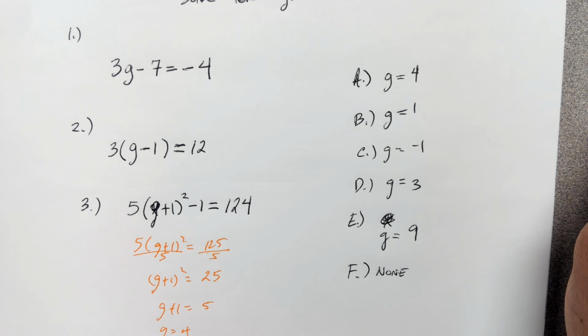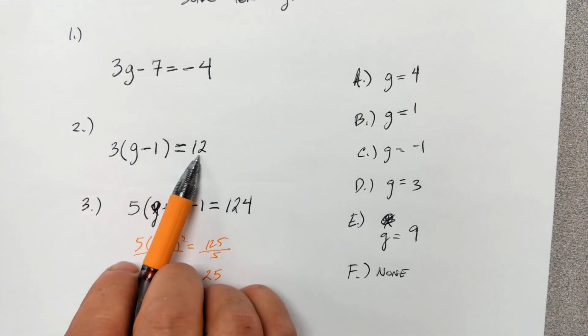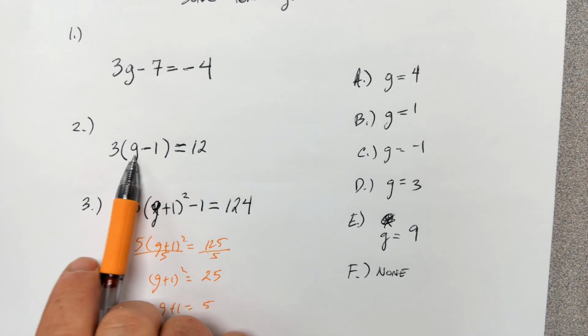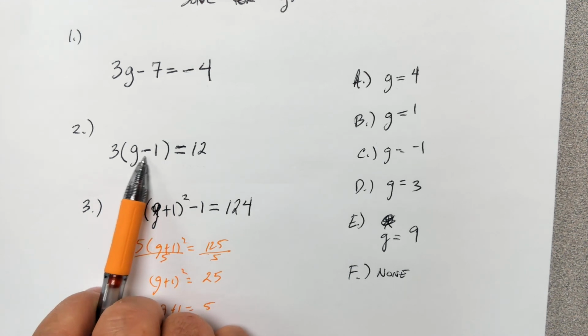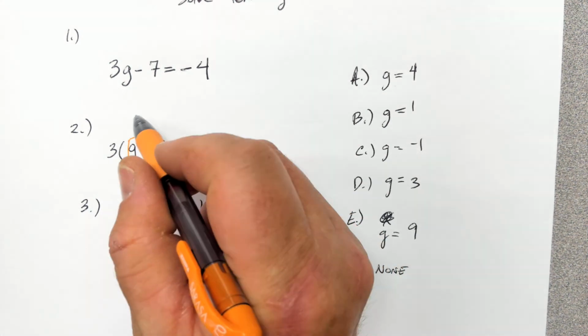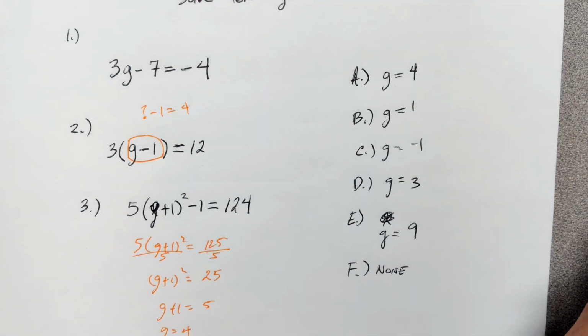13 over 3. Yeah, that's what I got. Or I got 5. Went the other way. I got a question for you, Jacobo. You ready? 3 times what equals 12? 4. This has to be 4. So what minus 1 is 4? What number does this have to be so that this entire thing equals 4? 5. It's 5.